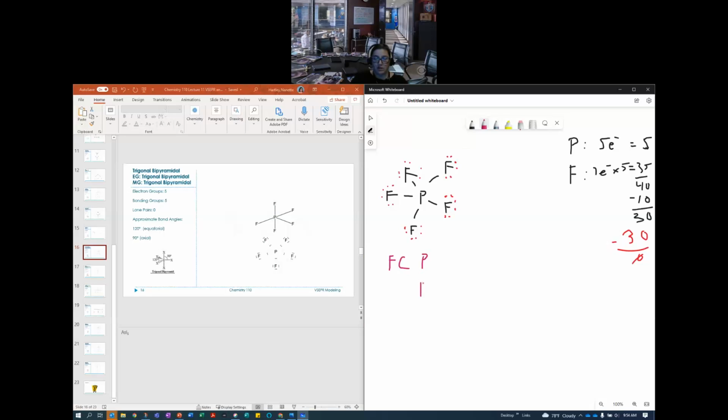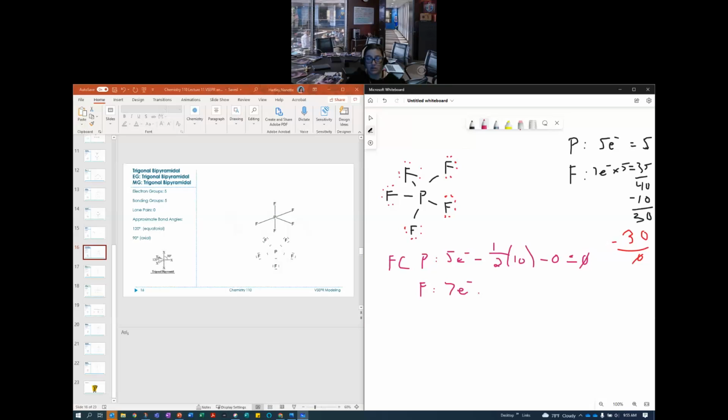P and for F. So phosphorus should have 5 electrons. Each fluorine should have 7. They're all the same, so I'm going to consider them all at the same time. There's no reason to consider them differently. For the phosphorus, I'm going to take half of the bonding electrons. So 2, 4, 6, 8, 10. Minus 0 non-bonding. And that gives me a formal charge of 0.